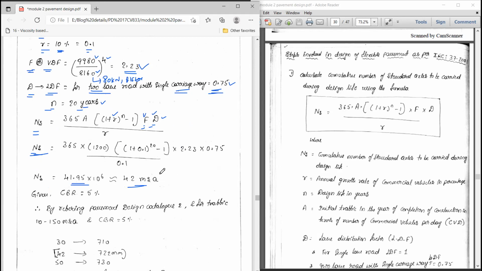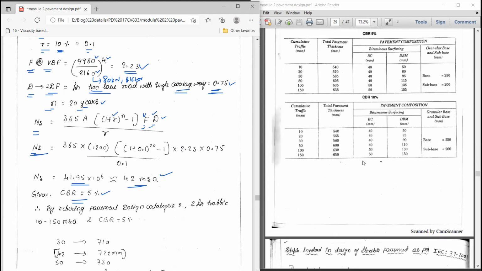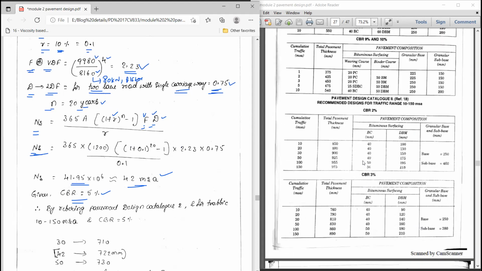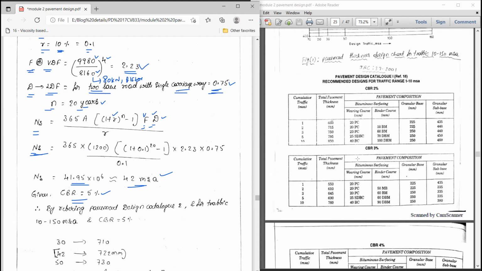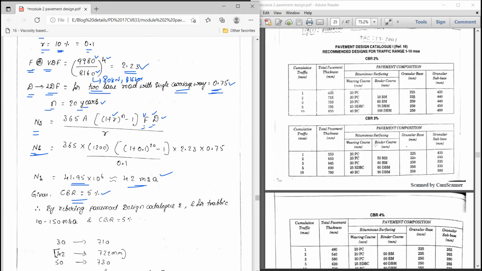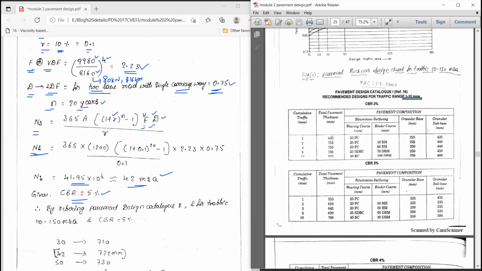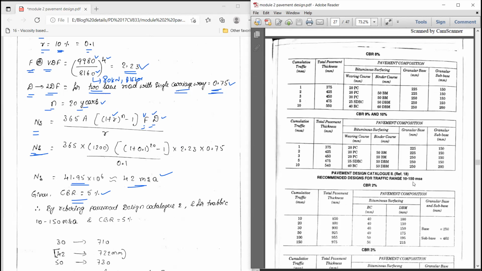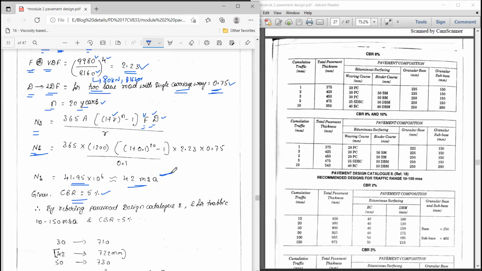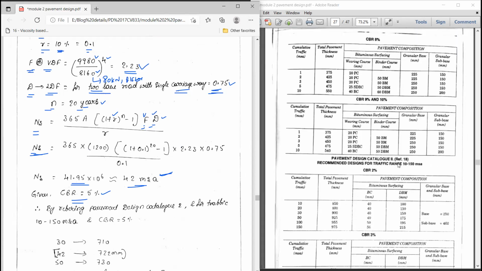Now for this MSA and this CBR value, you have to see the design catalogs provided by IRC 37/2001 in order to find the thickness of different layers of the flexible pavement. These are called pavement design catalogs. These catalogs have two divisions: one catalog for traffic 1 to 10 MSA, and another set of catalogs for traffic 10 to 150 MSA. Now our traffic is 42 MSA, therefore it belongs to catalog number 2.